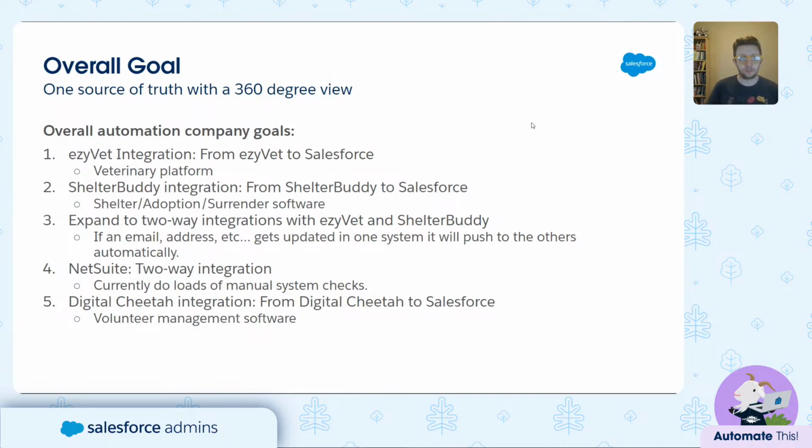After that, we would go to NetSuite. MuleSoft Composer does have a default two-way integration that's already built, which is helpful. We will use that to get that information back and forth, because currently it is a lot of manual system checks, which is tough on our dev services team. And then Digital Cheetah would probably be the last phase, which is our volunteer management software, so being able to track volunteer hours, who's volunteering actively or inactively, and so forth.